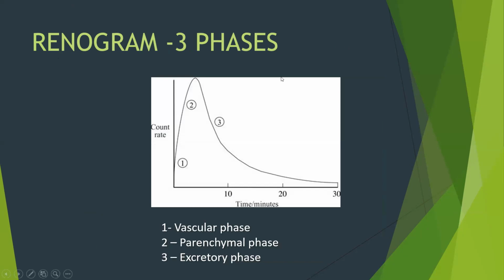So when we talk about a renovascular study, we make a time activity curve in the form of a renogram, which has three phases. One is the phase in which the count rate increases, that is the vascular phase. Then the uptake peaks, and this is the parenchymal phase. And third is the excretory phase, in which we see the drainage pattern.